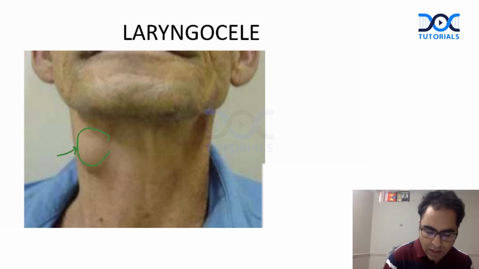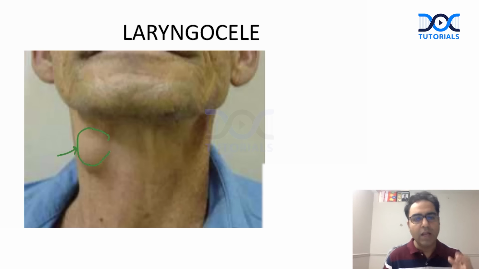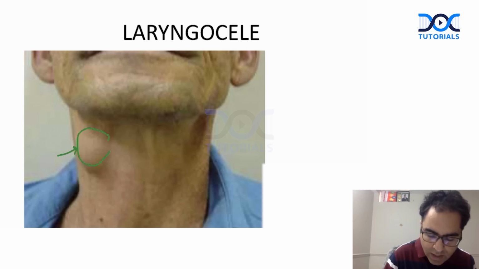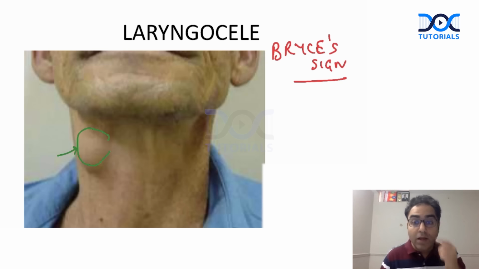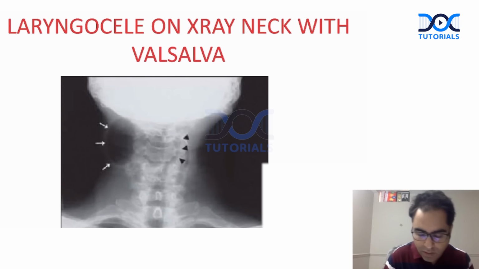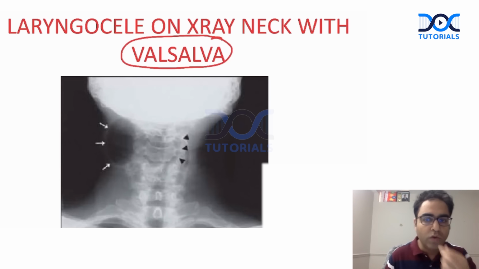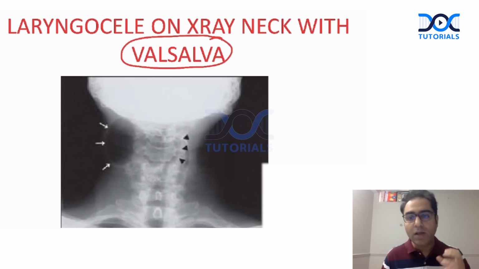The disease is very clear, laryngocele over there. If you press it, the sound of air leak can be heard, and this is called Bryce's sign. So when you press the laryngocele, it is an air-filled swelling of the neck. If you press it, there will be a sound of air leak heard, and that sign is called Bryce's sign. Now, we do an X-ray of the neck to diagnose it with Valsalva. You close your nose and try to build up the pressure of air.